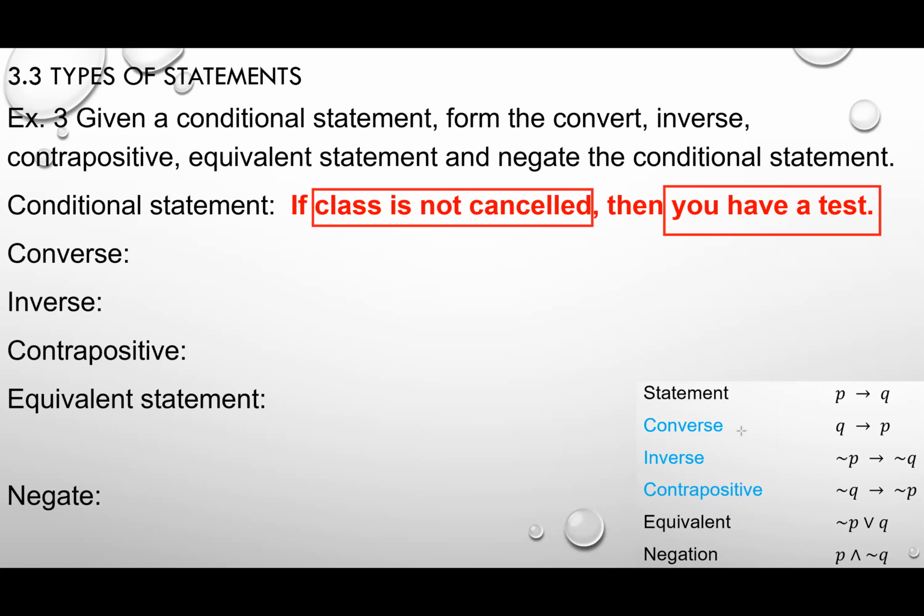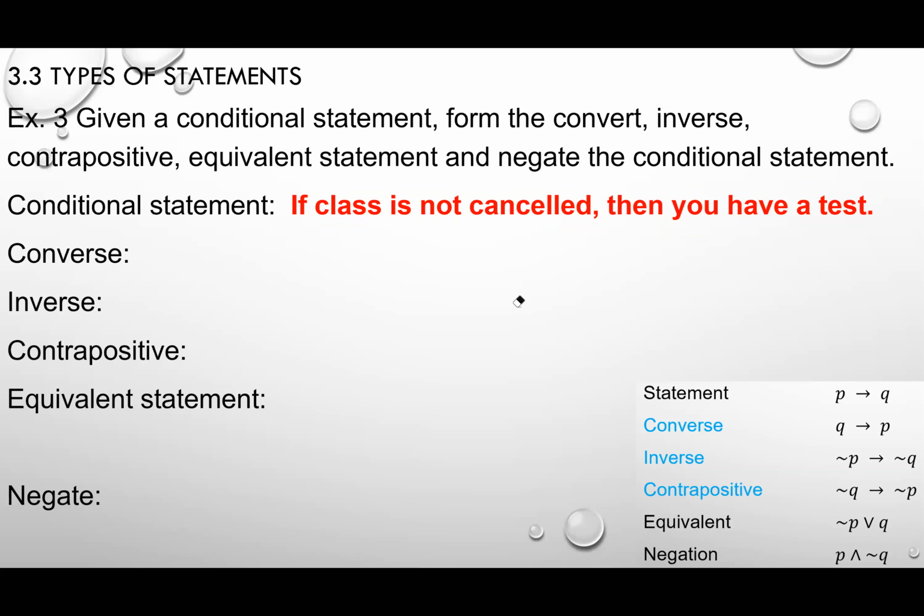So again, just ask yourself what is the statement, and all you do is, the converse, you swap them around. The inverse is you keep the same order, but you negate both of them. The contrapositive is you swap them and negate them. Another equivalent statement is you negate the first one or keep the second one. And the negation is you keep the first one and negate the second, and, but negate the second, okay? So let me skip this. I have the answer, but you can try.